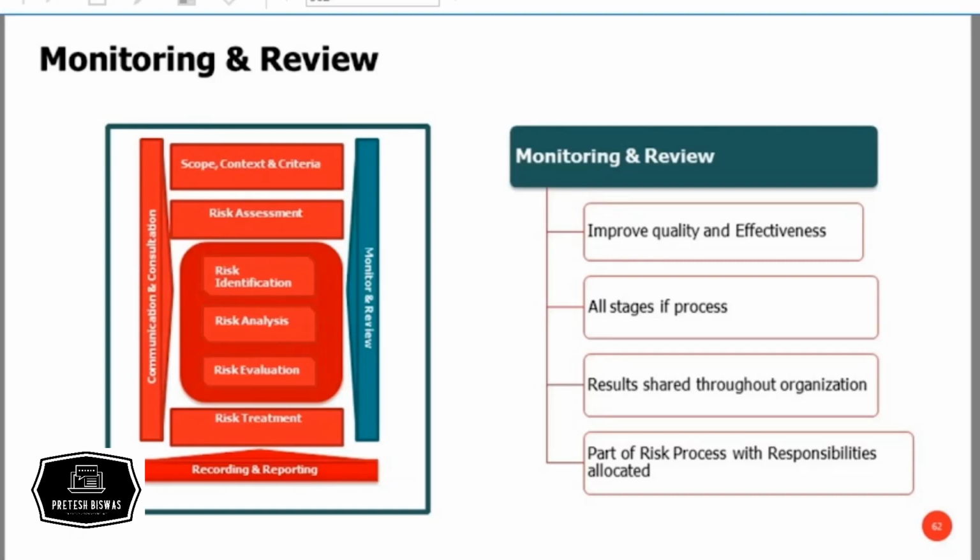Then you will monitor risk assessment, monitor how the risks have been identified, monitor the risk analysis, the risk evaluation criteria, and the effectiveness of the risk treatment plan or its implementation. Then the results of monitoring and review need to be shared within the organization: who is going to monitor, what stages you are going to monitor and review, who is responsible, and when are you going to do it. So the timelines, the responsibilities, and the frequency have to be included in your risk management process.